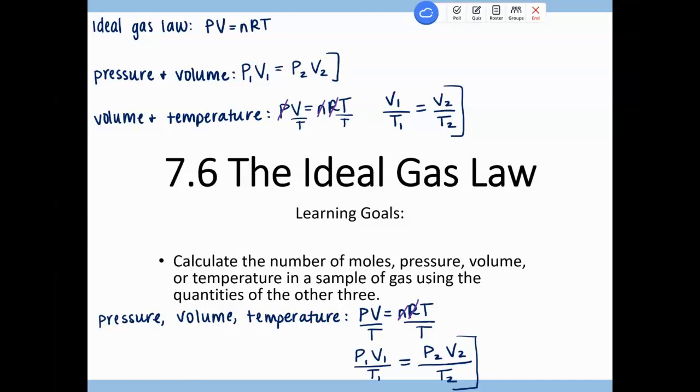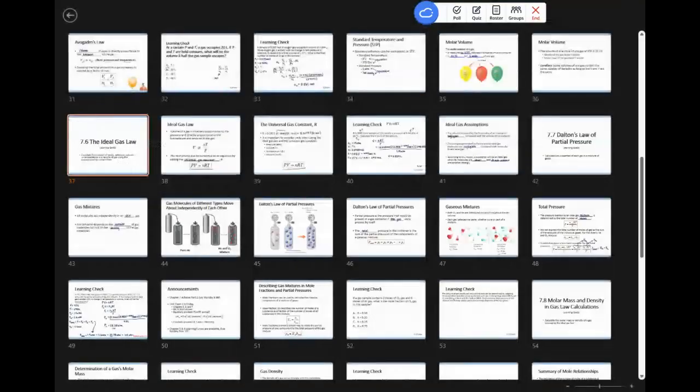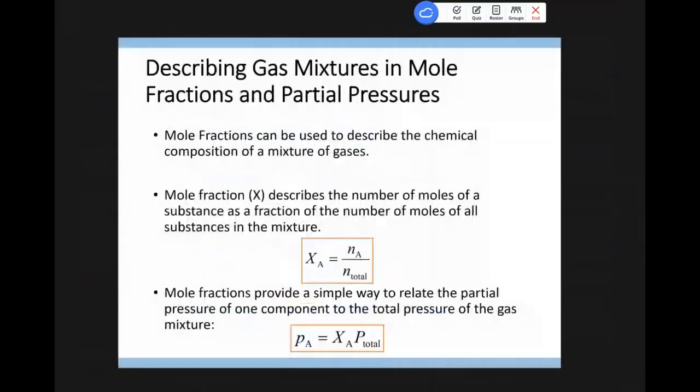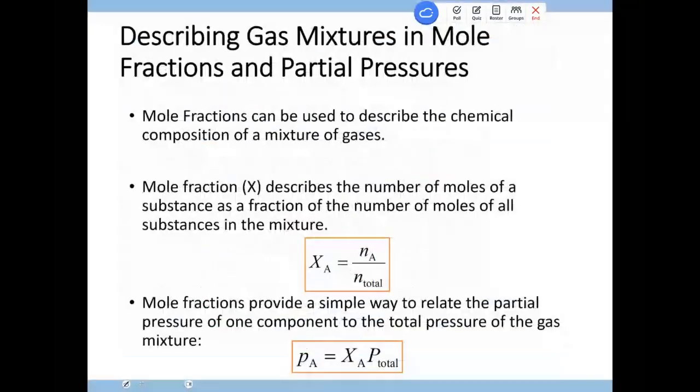Okay, then we will continue with, where are we at? Right here. So this is our first new slide after what we covered last week. 7.7, I think it is 7.7. Dalton's law of partial pressure. We're a few slides in.